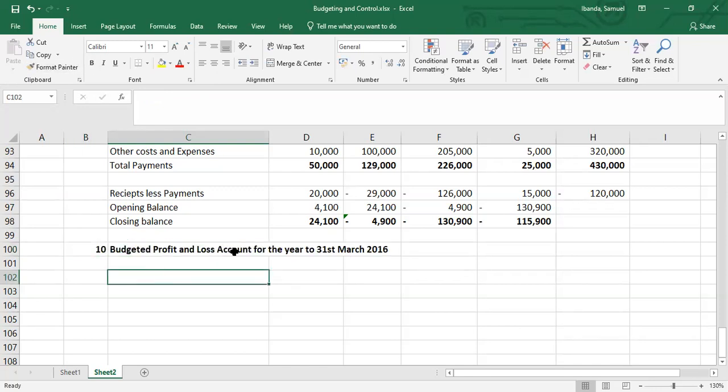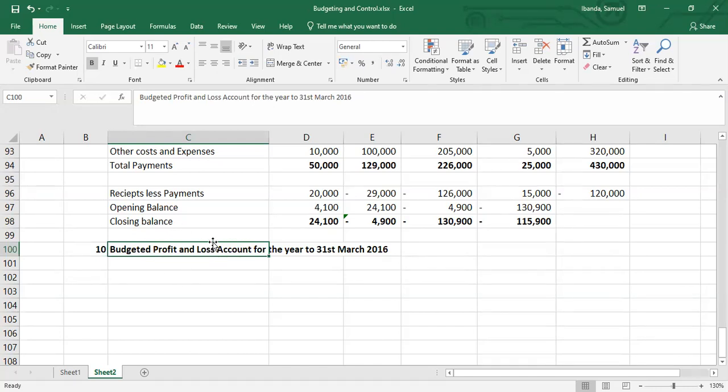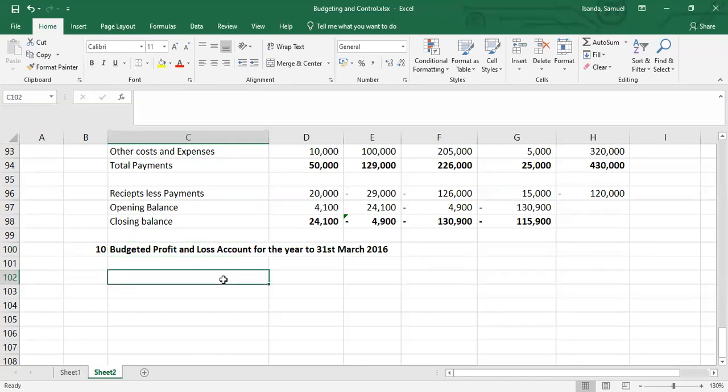Now, the budgeted profit and loss, just like the cash budget, is part of our master budget. So it's important. And after this, we are going to draw up our budgeted statement of financial position. I believe you know why we are starting with the profit and loss: we also want to determine our budgeted net profit from this. And when it comes to the P&L, the first thing we look at is sales.